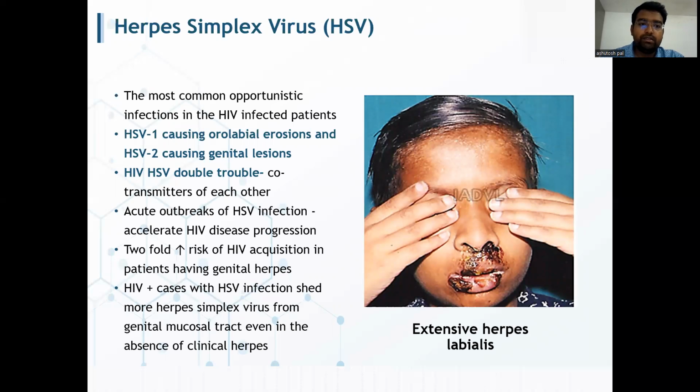Herpes simplex virus. Herpes, as we all know, HSV1 causes orolabial erosions and HSV2 causes genital lesions. HSV and HIV are a double trouble, so each can transmit the other. This is the picture representing extensive herpes labialis.